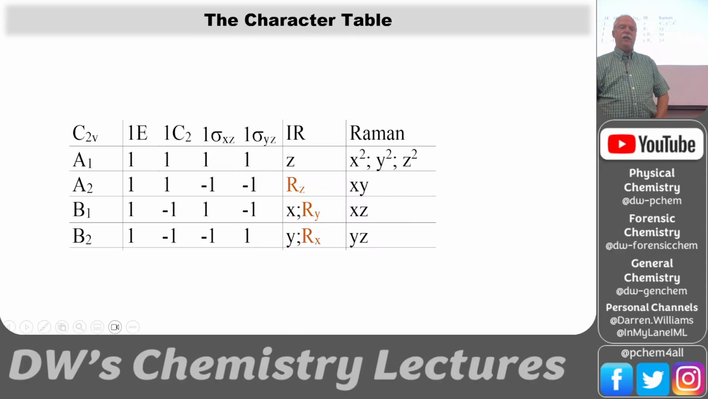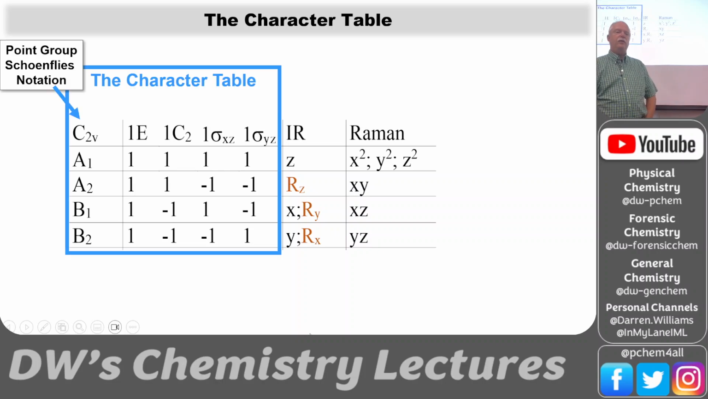So this is the character table. We have to get this character table because of the point group. That Schoenflies notation, C2v, D2h, D2d, all those different point group notations, is how we choose the character table. If we get the geometry wrong, we get the point group wrong. If we get the point group wrong, we have the wrong character table and everything falls apart. So it's very, very important.